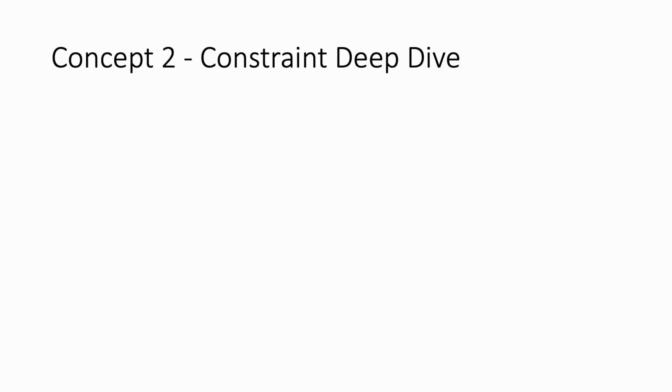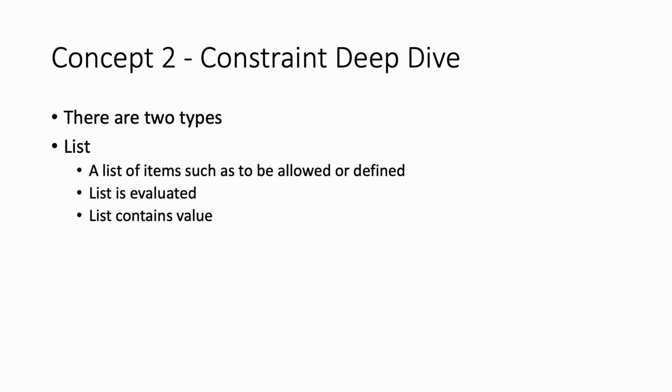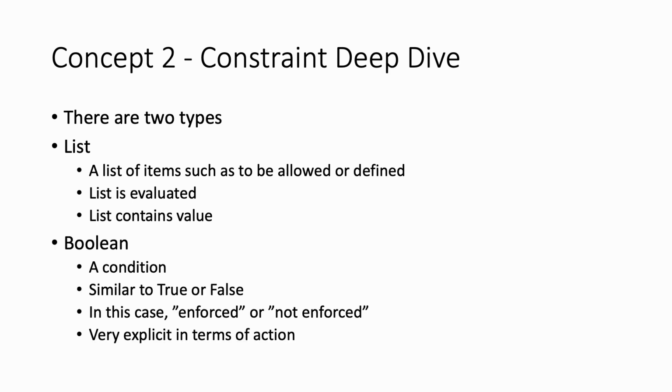Let's now dive even deeper into constraints. In addition to the custom and the predefined ones, there are two very distinct types of constraints. The first is a list. Typically this would be a list of items that are allowed or denied. This list is evaluated and contains values, and you just go down the list and evaluate those list items.